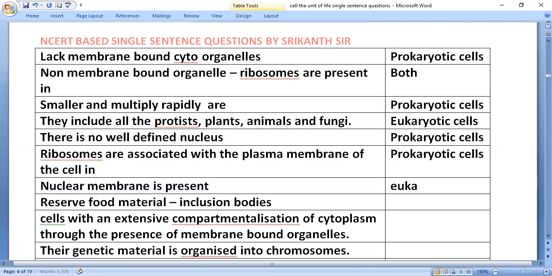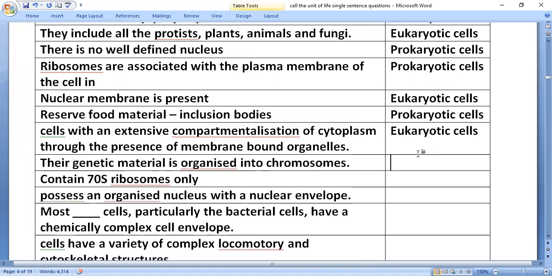Nuclear membrane is present, eukaryotic cell. Reserve food material inclusion bodies, prokaryotic cell. Cells with an extensive compartmentalization of the cytoplasm through the presence of membrane-bound organelles, eukaryotic cell. Their genetic material is organized into chromosomes, eukaryotic cell. Contains 70S ribosomes only, prokaryotic cell.